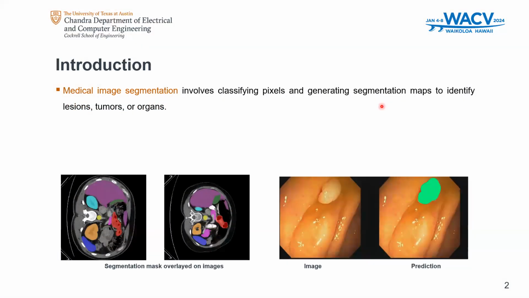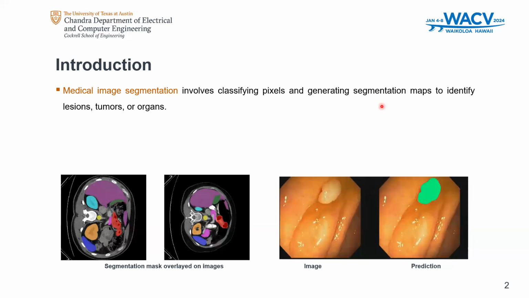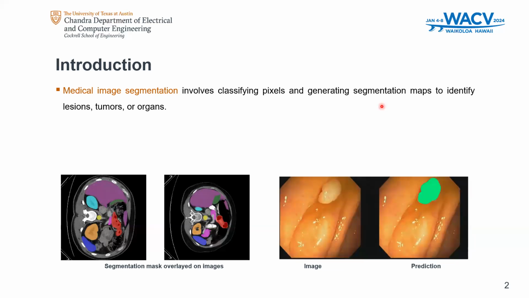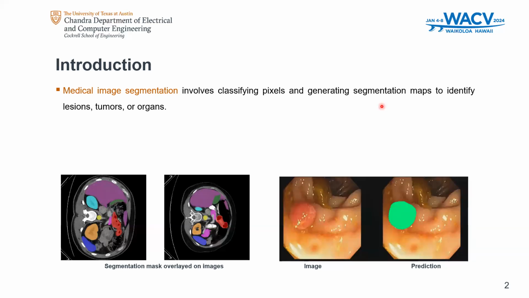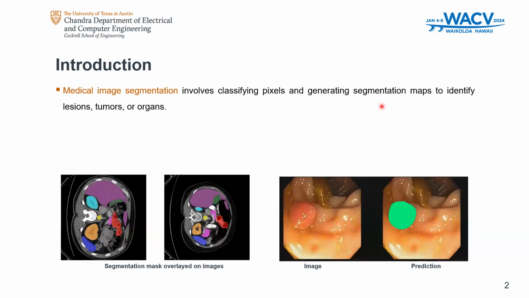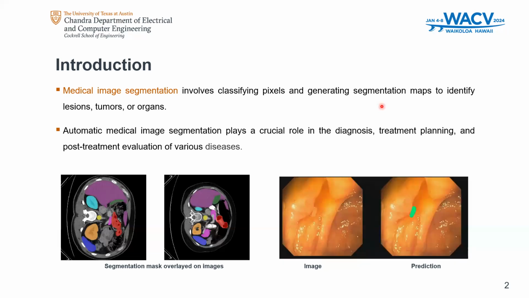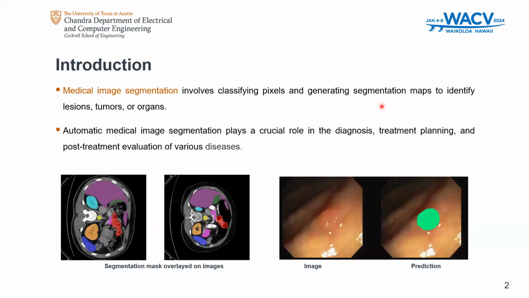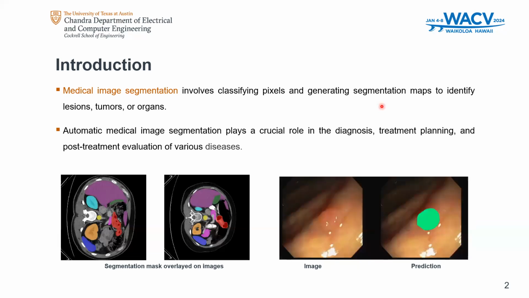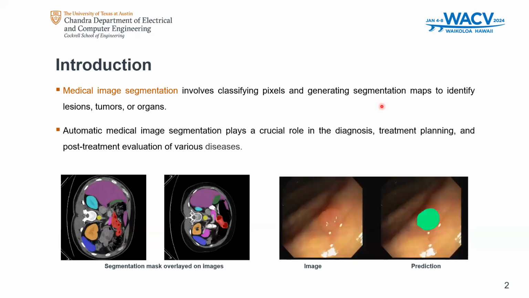In this work, we focus on 2D medical image segmentation. So what is medical image segmentation? Medical image segmentation is the process of classifying pixels and generating a segmentation map of lesions, tumors, or organs. This is especially crucial for early diagnosis, treatment planning, and post-treatment evaluation of various diseases. The left two images show abdomen organ segmentation, while the right images show polyp segmentation.